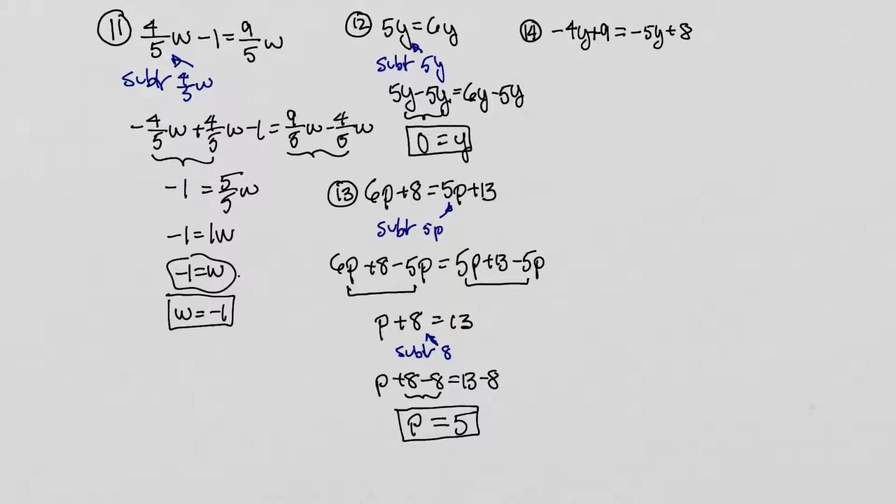My usual way of doing this is to get the variable all on one side, and I'm going to choose a side on which I have more already. Now, I don't really have more, but I'm down 4 here.